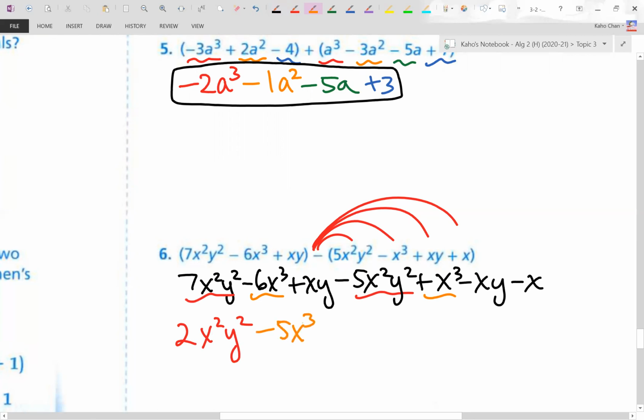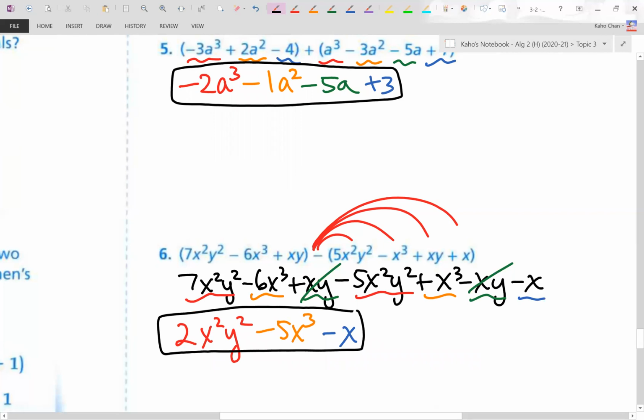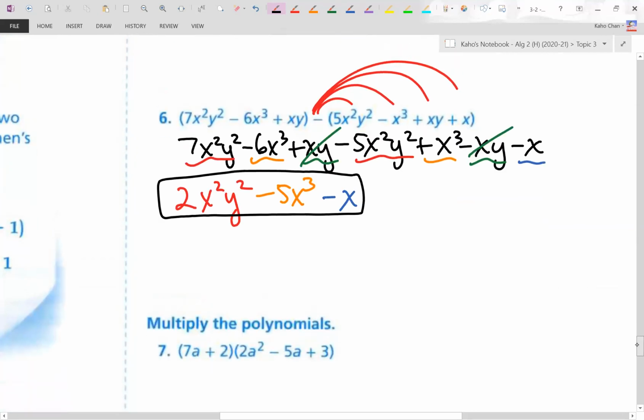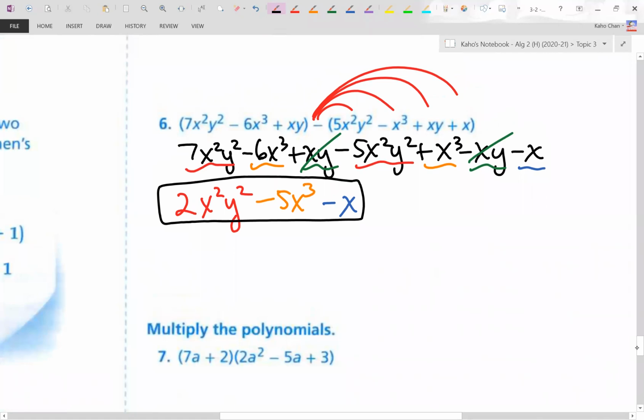Nice. And then finally, ooh, interesting. The xy's do cancel out. 1 minus 1 goes away. And then finally, the last term is minus x. There's my answer. Yay. Any questions about number 6? That takes care of adding and subtracting. Number 7 and number 8 are about multiplication.